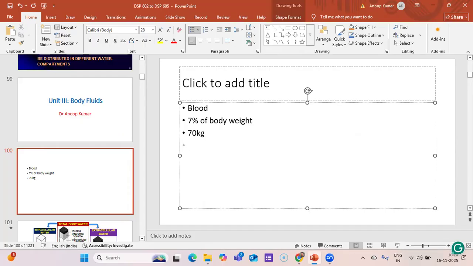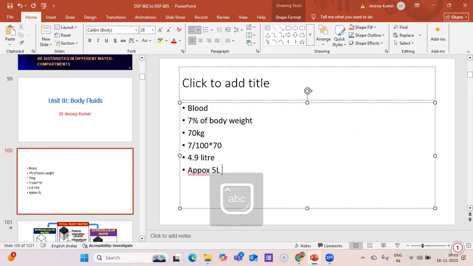So if you calculate 7% of 70 kgs, how much would it be? To calculate the percentage, 7 divided by 100 multiplied by 70. So how much will it become? It will become 7 multiplied by 7, because the zeros will be cancelled out. So 7% of your body weight will become 4.9 liters. So we can say that it's approximately 5 liters.